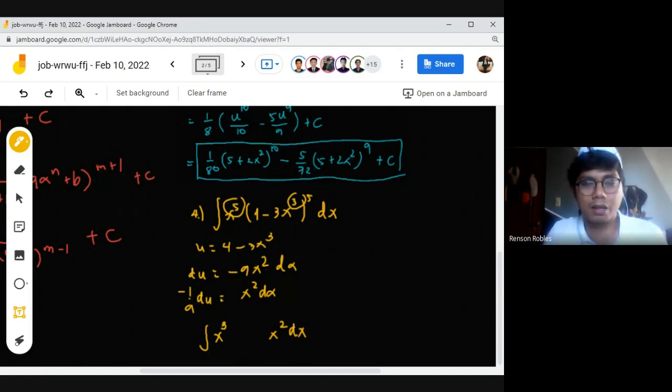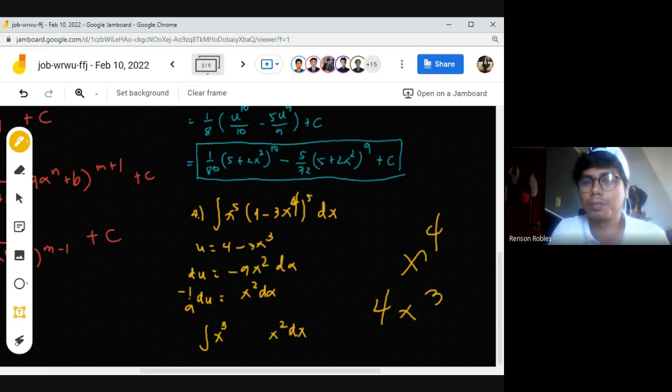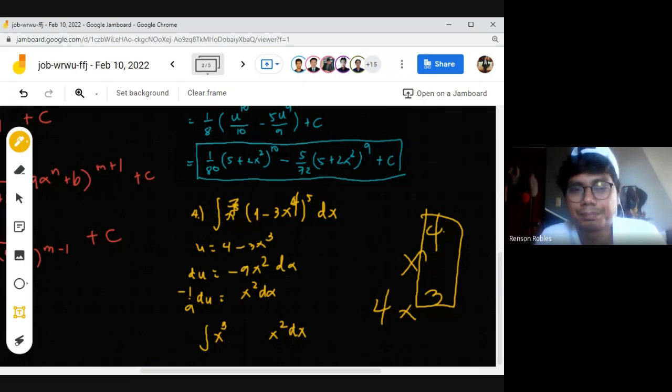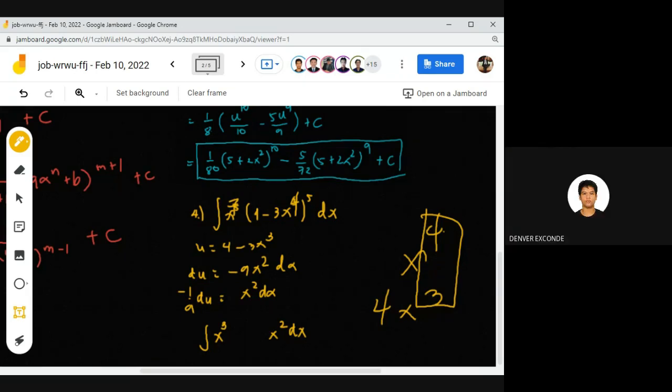So halimbawa, ito ay 4. Oh, so siya ay 4. Ano ba ang derivative ng x to the 4? Eh, di ba 4x cubed? So para ma-integrate nyo siya using that method, using that technique, dapat ang power ni x dito ay 7. Kasi 4 plus 3 is 7. You get my point? Okay? Hello? Yes po. Alright. Yes po, sir.